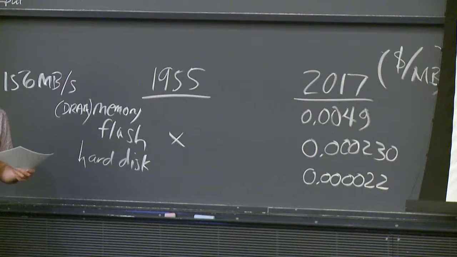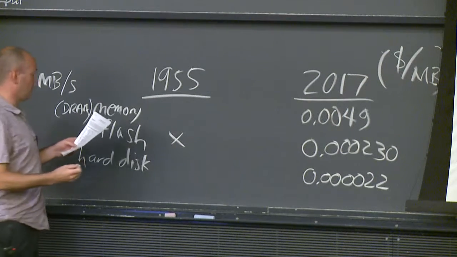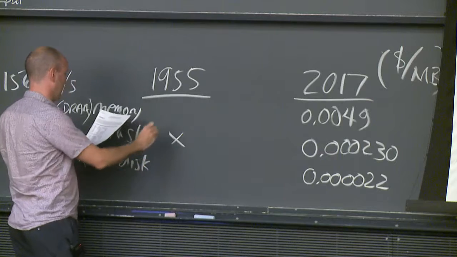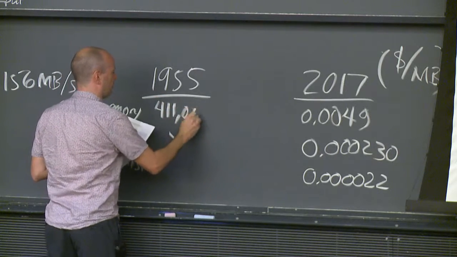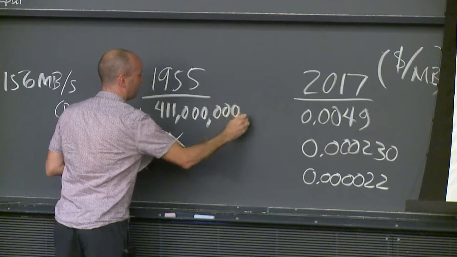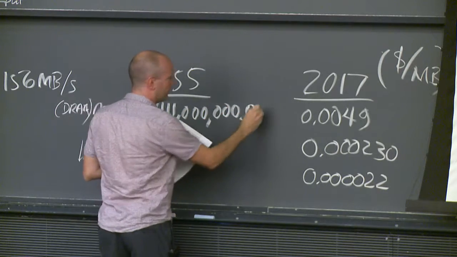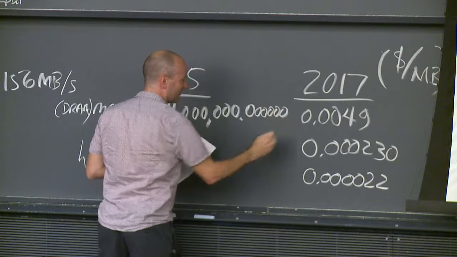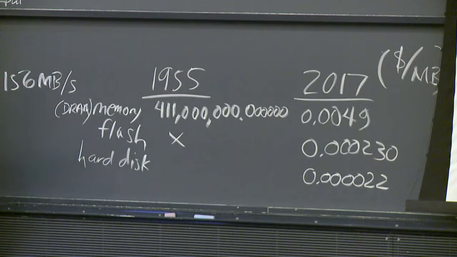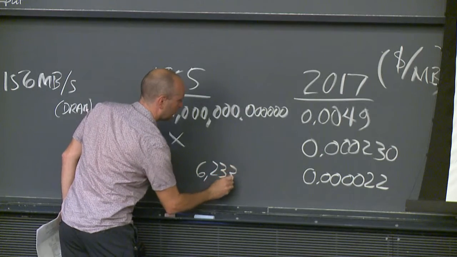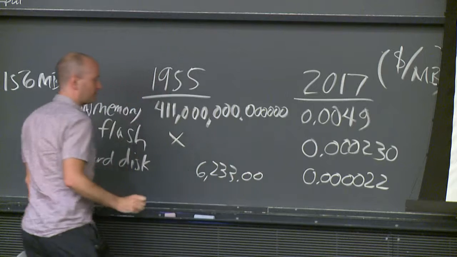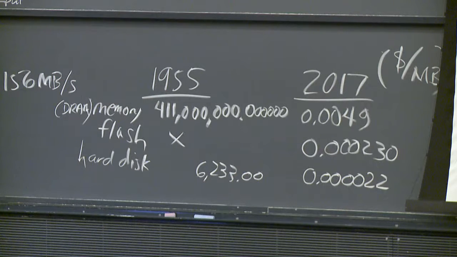Memory in 2010 dollars, so it was less in absolute terms, per megabyte in 1955 cost $411 million. Hard disk cost $6,233 per megabyte.